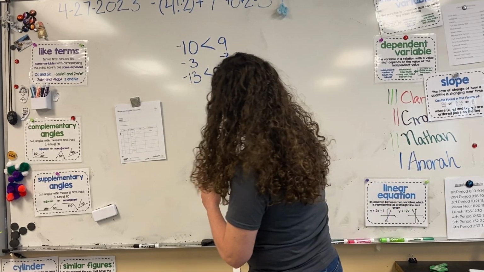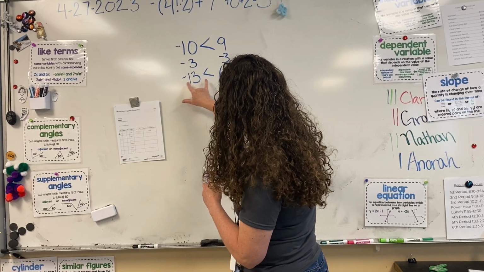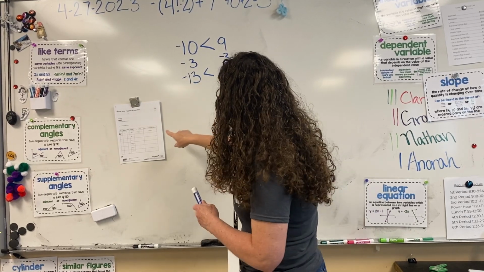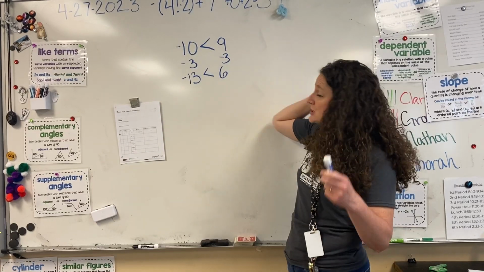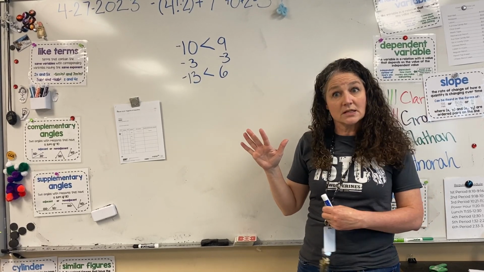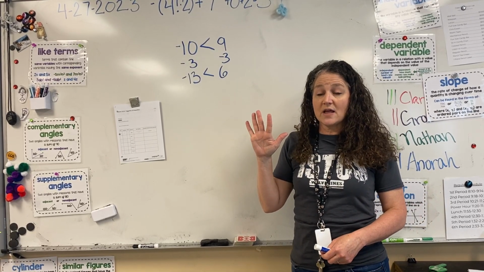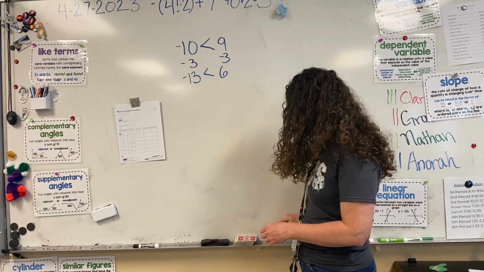So our new inequality is negative 13 is less than 6. And the inequality symbol was preserved. It didn't change, still pointing in the same direction. It didn't flip. Some of these, we might do an operation that makes it not true, so we have to flip the inequality to make it true.